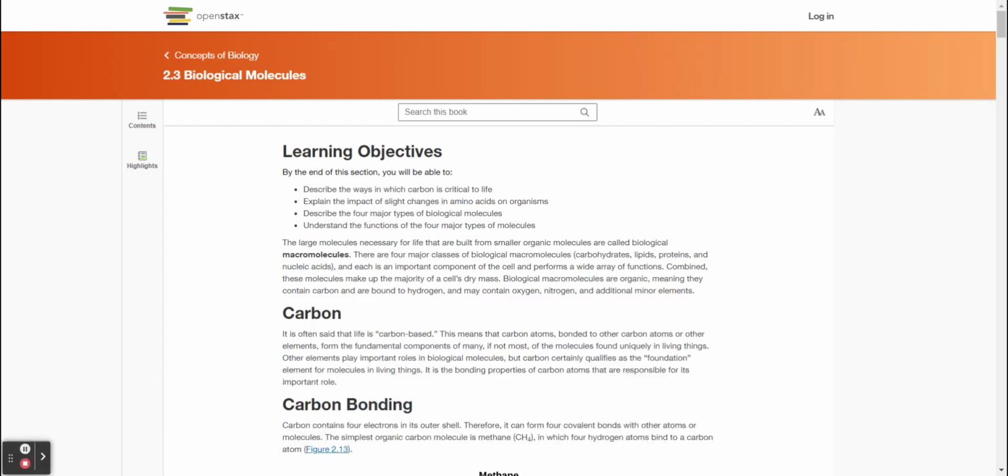Section 2.3, Biological Molecules. By the end of this section, you will be able to describe the ways in which carbon is critical to life, explain the impact of slight changes in amino acids on organisms, describe the four major types of biological molecules, and understand the functions of the four major types of molecules.